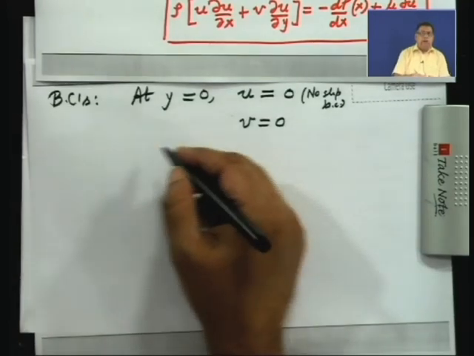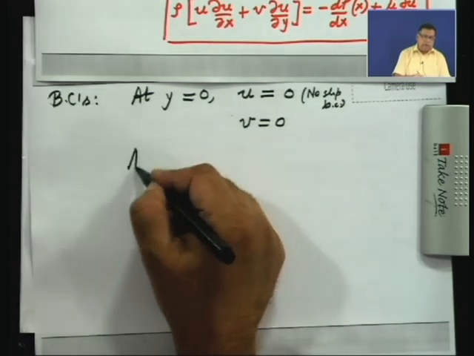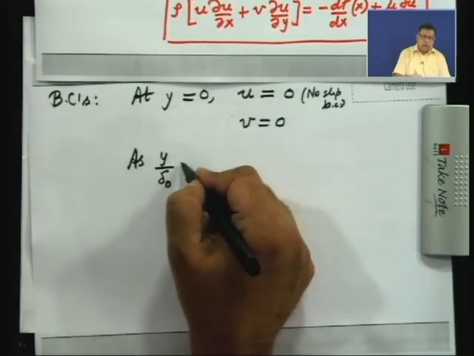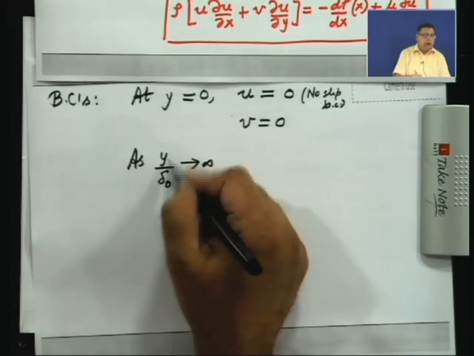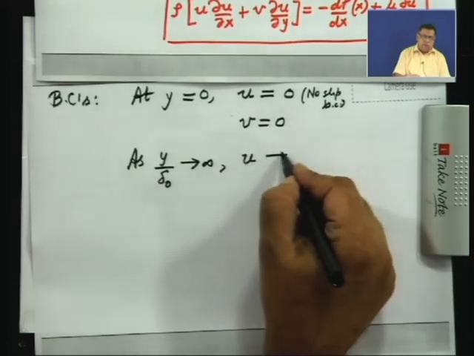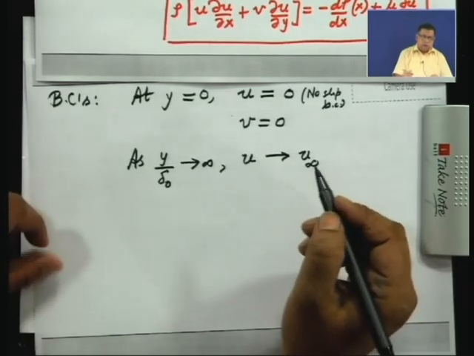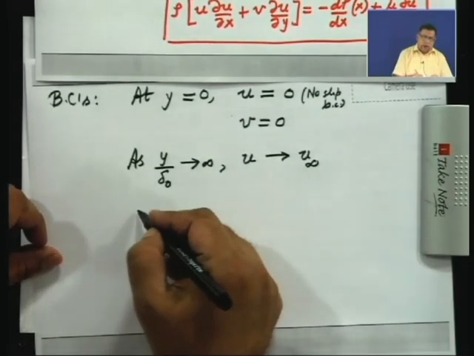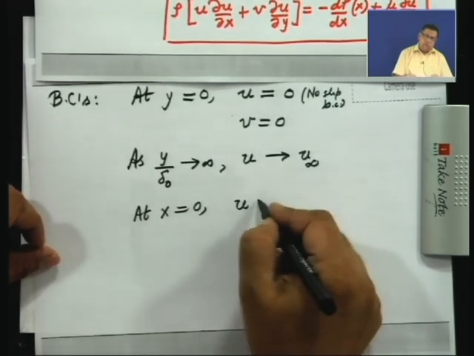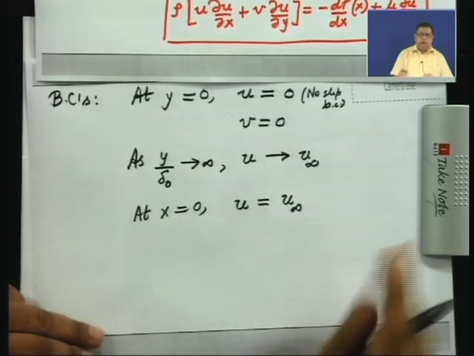Now, I do not have time in this session to discuss the other boundary conditions, but I will simply write that as y becomes large. I will denote this way, y by delta naught going to infinity, that is y becoming large compared to the order of magnitude of the boundary layer thickness, here u will approach u infinity. And you can give a condition at x equal to 0, u equal to u infinity. So, with this you can solve the boundary layer equations for the flat plate.